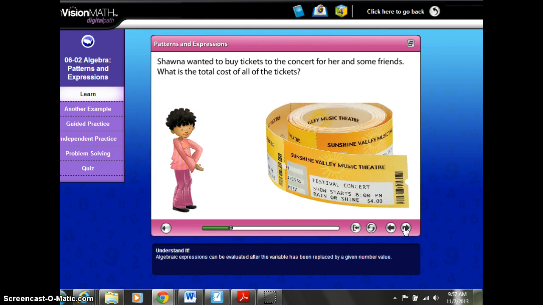Shauna wanted to buy tickets for this concert for her and for some of her friends. So what's the total cost of all of the tickets? Can we do that? Why can't we? What information are we missing? Oh, we do though. Look, it's right there. That we know. Right here. What don't we know? Cole? We have no idea how many friends she has.